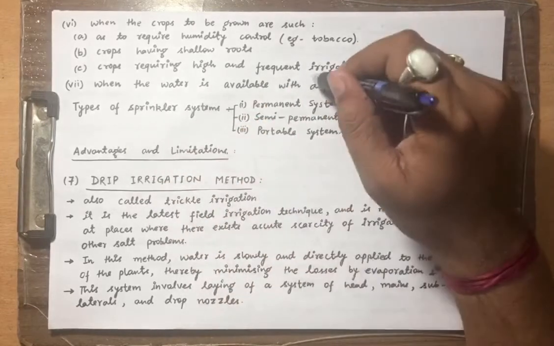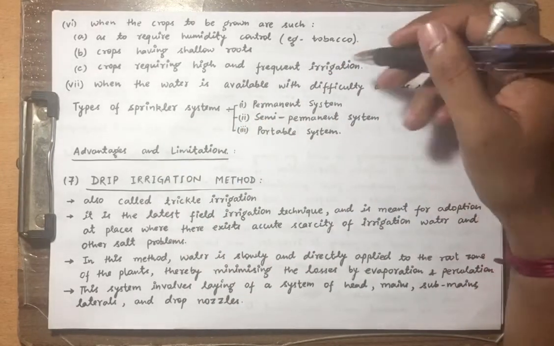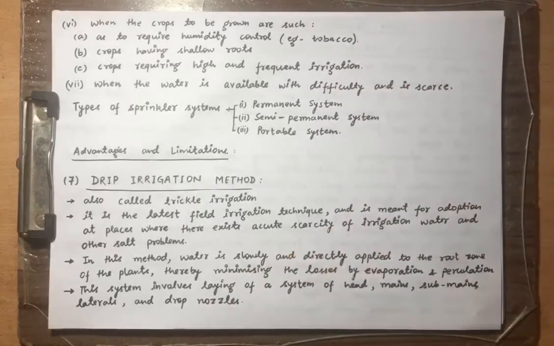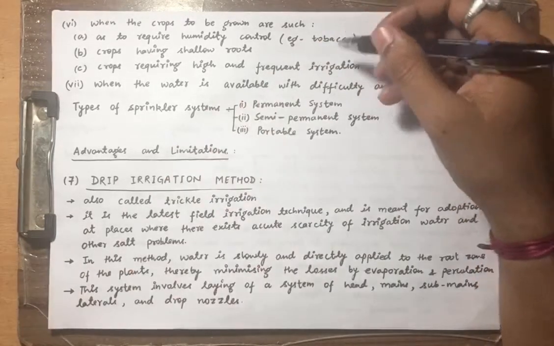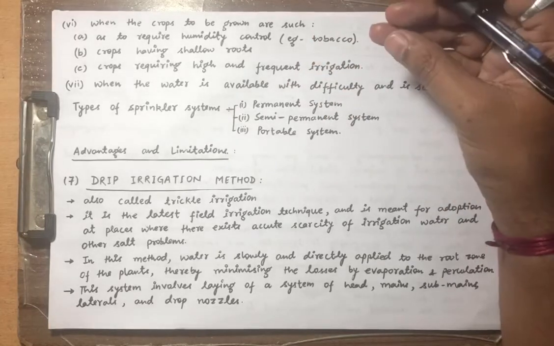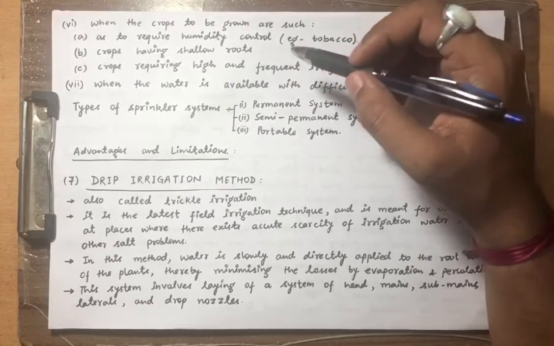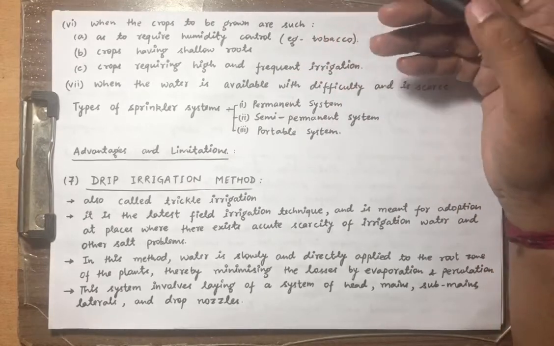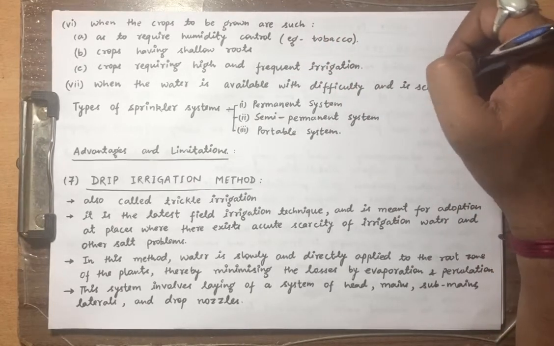When water is available with difficulty and is scarce, as I said, in the region of Rajasthan, it is suitable because water is not very easily available and it is very less. Scarce means less.